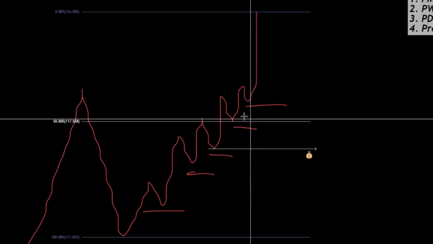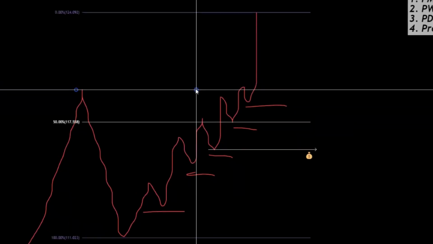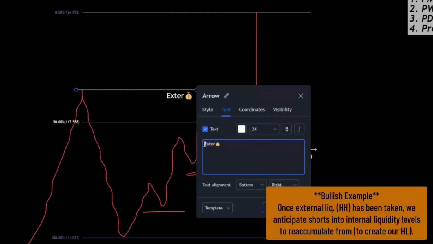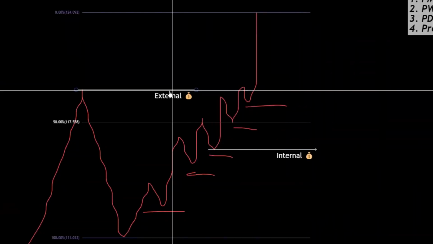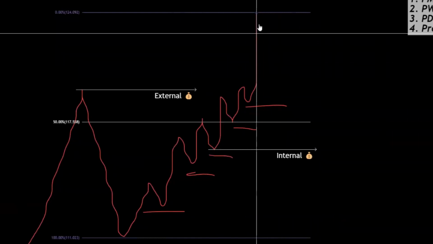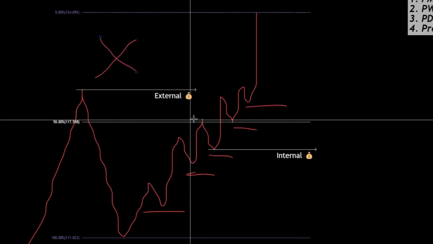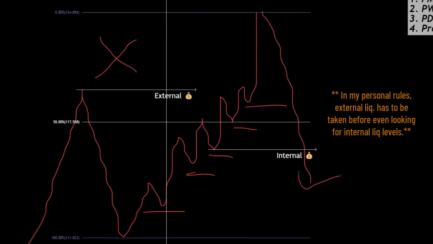Now, every single one of these, once that external liquidity level here, we'll put it here, so that way, because we're going to turn this into a bearish example as well. External liquidity, and this is being internal. Cool. Okay, so you have internal and external liquidity here. Okay, 50%. Once we sweep that external liquidity, this is the important part. External liquidity has to be taken first. In my eyes, for me to want to seek for internal liquidity.